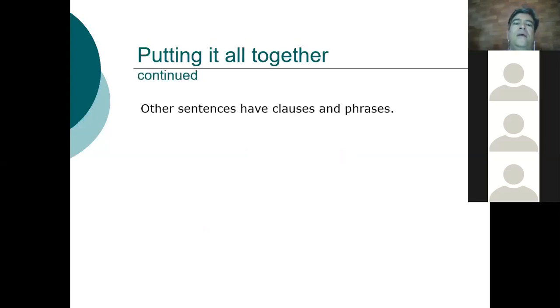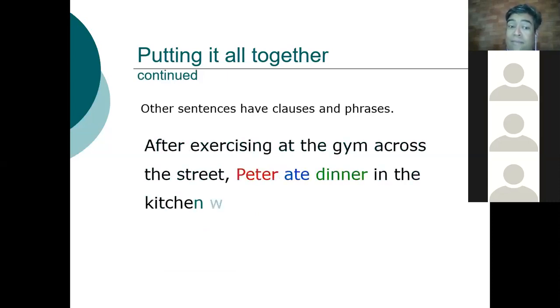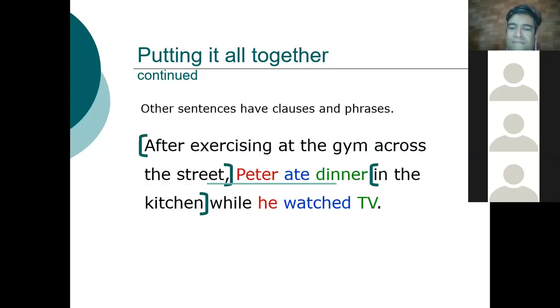Ok. También podemos ver other sentences that have clauses and phrases. Por ejemplo, very good. Take a look at this. There you go. Para que la entiendan mejor. Other sentences have clauses and phrases. Otras oraciones tienen cláusulas y frases.